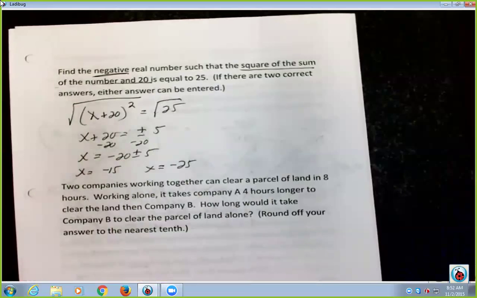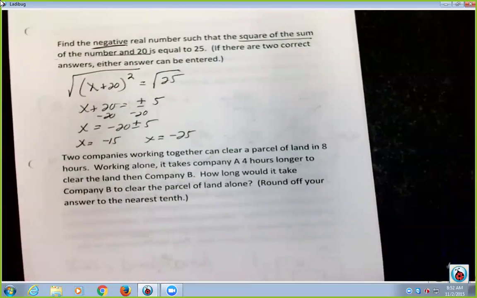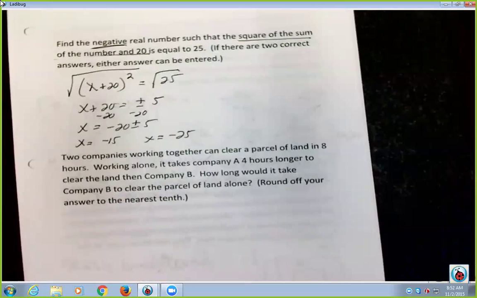So that one's kind of a nice one that they threw in there to help you out and give you something that's a little simpler to work with.